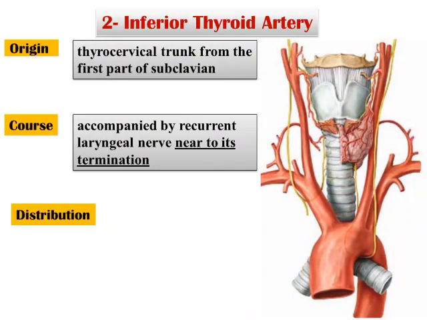The second artery is called the inferior thyroid artery. This inferior thyroid artery originates from the thyrocervical trunk, from the first part of the subclavian artery. The course of this artery is directed upward and medially, accompanied by the recurrent laryngeal nerve near its termination.